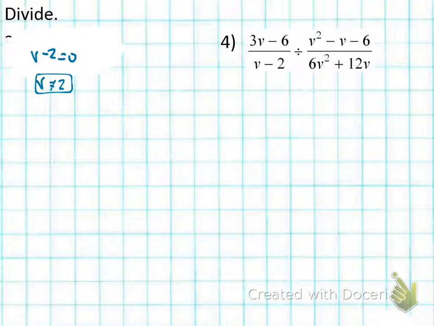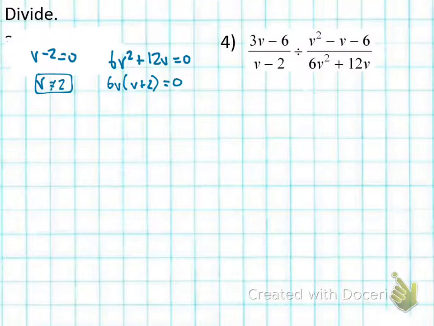6v squared plus 12v is equal to 0. Okay, what should I do first? Can I factor anything out of the left side here? Oh, 6v. 6v, good, times v plus 2. Good, okay. And then this is just like before, zero product property. You have two answers here. 6v cannot equal to 0, and v plus 2 cannot equal to 0.